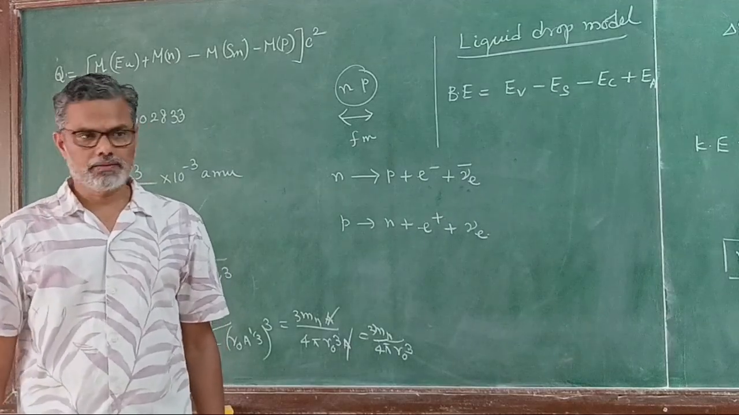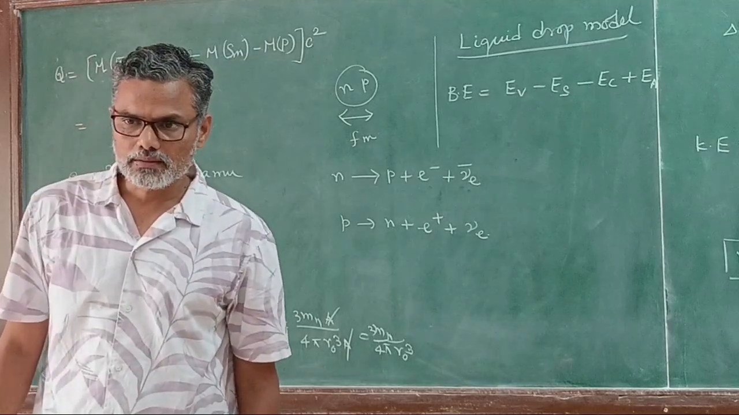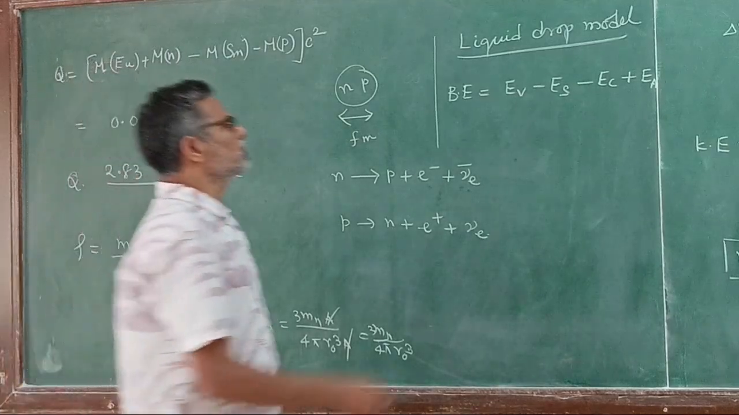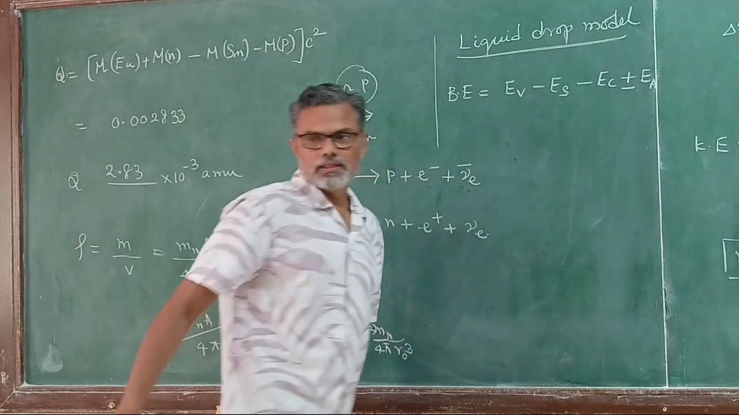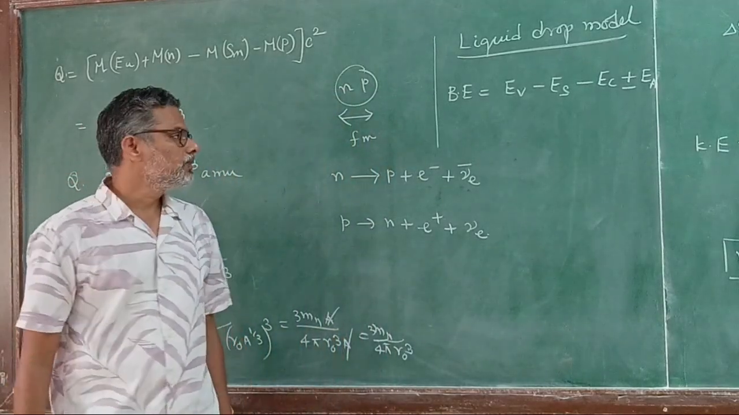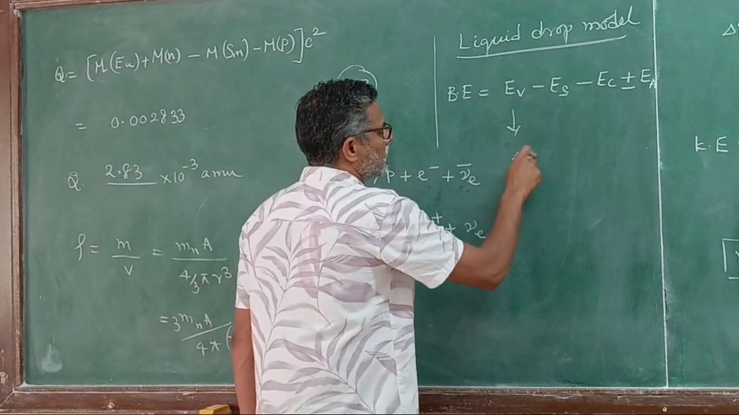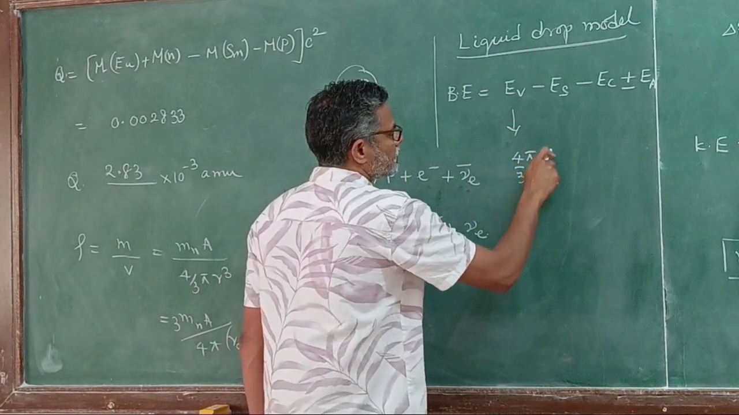Coulombic and asymmetric. Asymmetry depends, let's put this as plus or minus, on the nature of the nucleus that you are dealing with. So your EV is a volume contribution. Volume is 4 by 3 pi r cube.